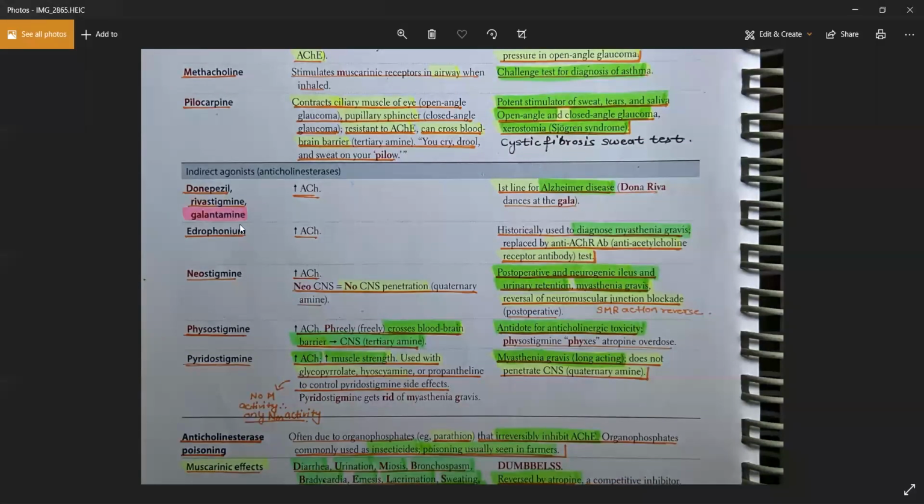Understood. Then comes the neostigmine. Neostigmine has two actions. First, it can increase the acetylcholine concentration in the synaptic cleft, and second, it can directly stimulate the acetylcholine receptors. So you use these drugs for myasthenia gravis, for urinary retention treatment post-operatively, and also for post-operative constipation.